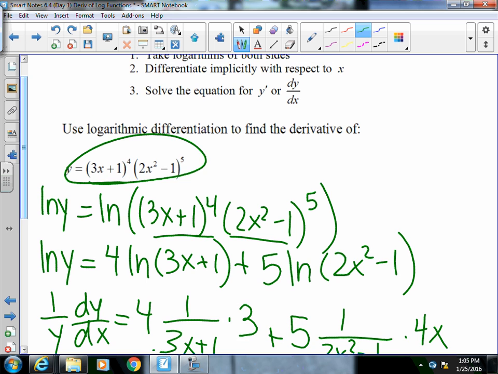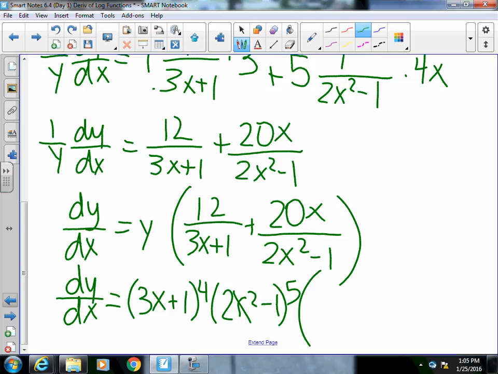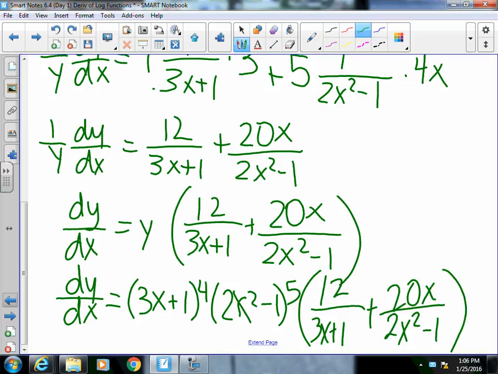Y equals this. So (3x plus 1) to the 4th times (2x squared minus 1) to the 5th, all multiplied by 12 over 3x plus 1 plus 20x over 2x squared minus 1. Look over these, finish that one problem. We can go over the answer tomorrow and come with questions for class.